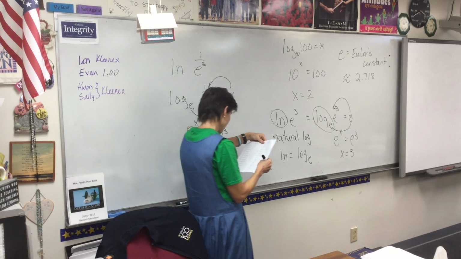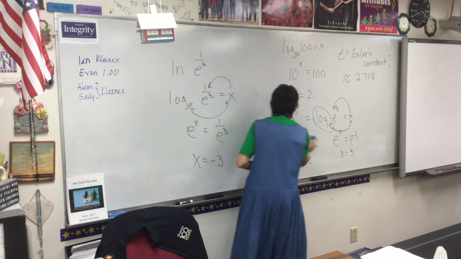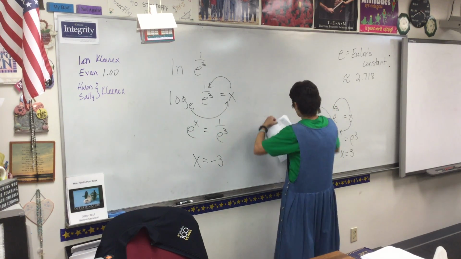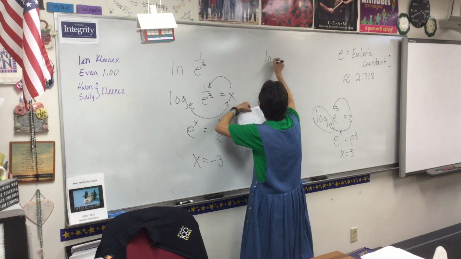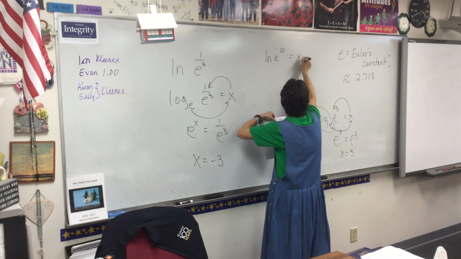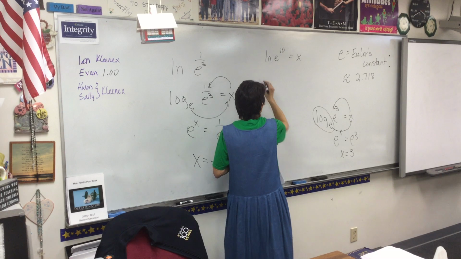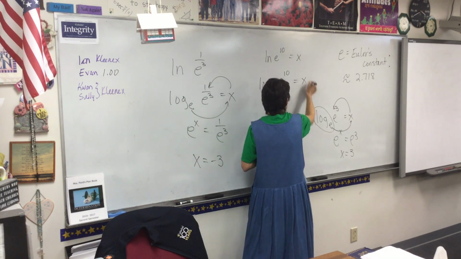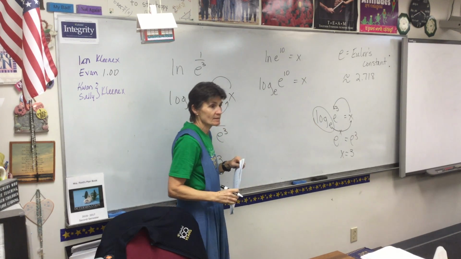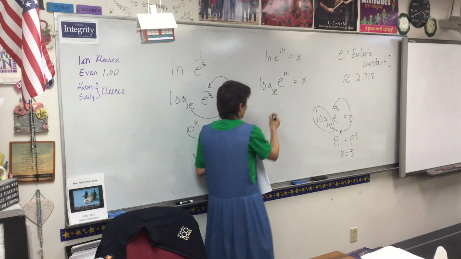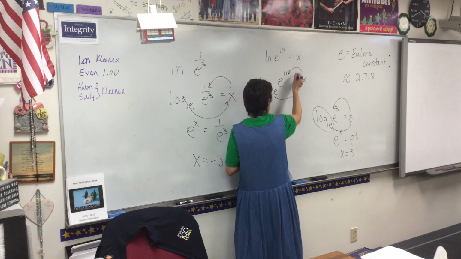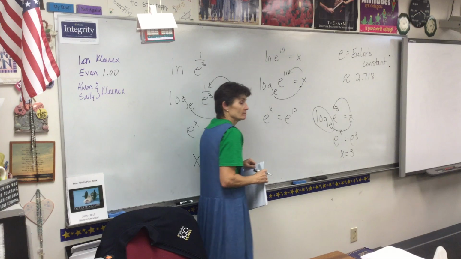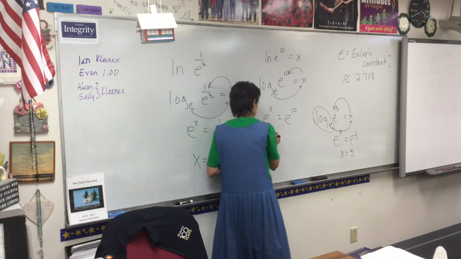15, is that the next one? 15. ln e to the 10th. What? Log base e of e to the 10th is x. Can you tell me what the answer is? E to the x equals e to the 10th? X is 10.